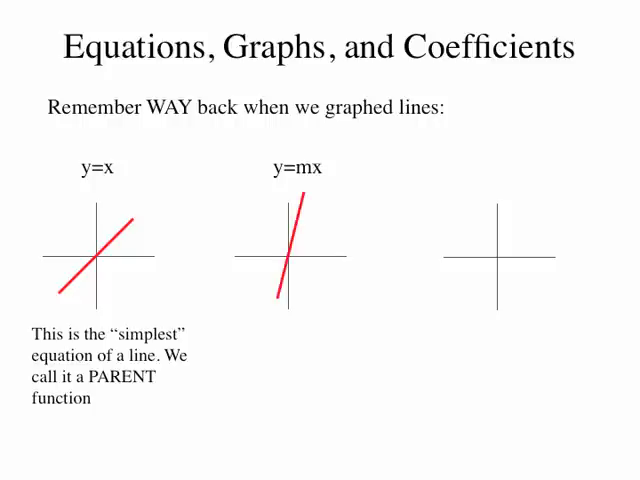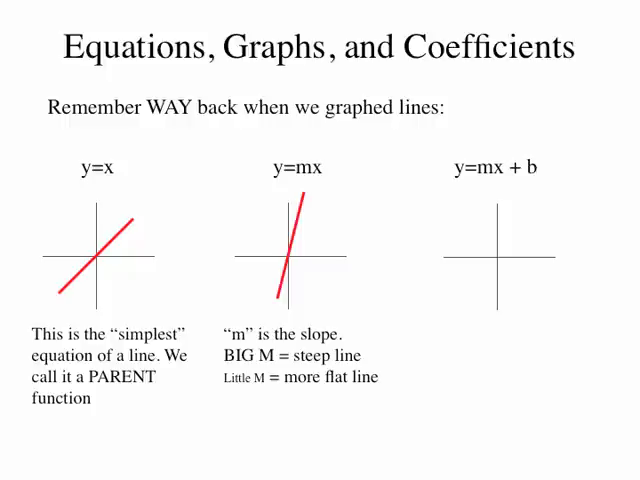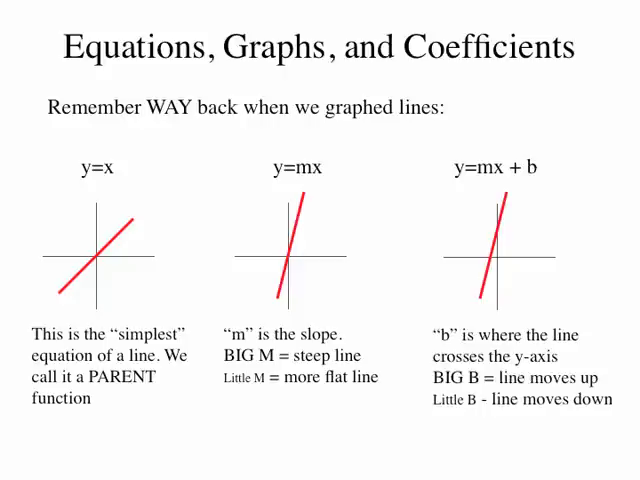Different numbers for m made our line have different slopes. A big m meant that the line was very steep, and a little m gave us a line that was more flat. The line still went through the origin, and it was still a straight line, but m changed the slope of the line. Then we added a constant afterwards. We added this plus b, and b was the y-intercept. b took our line and shifted it up and down. It changed the y-intercept. b is where the line crosses the y-axis.